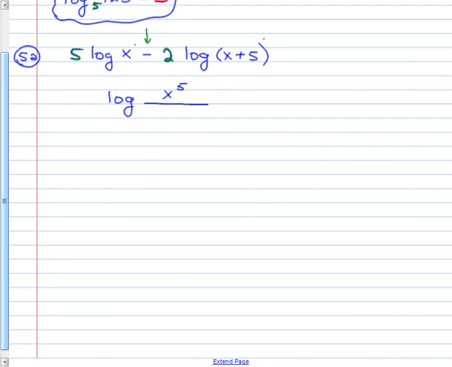And instead of x plus 5, I'm going to have x plus 5 squared. So we have condensed it down to one logarithm. Nothing we can simplify in that fraction. So that is going to be our solution to number 52. 58.